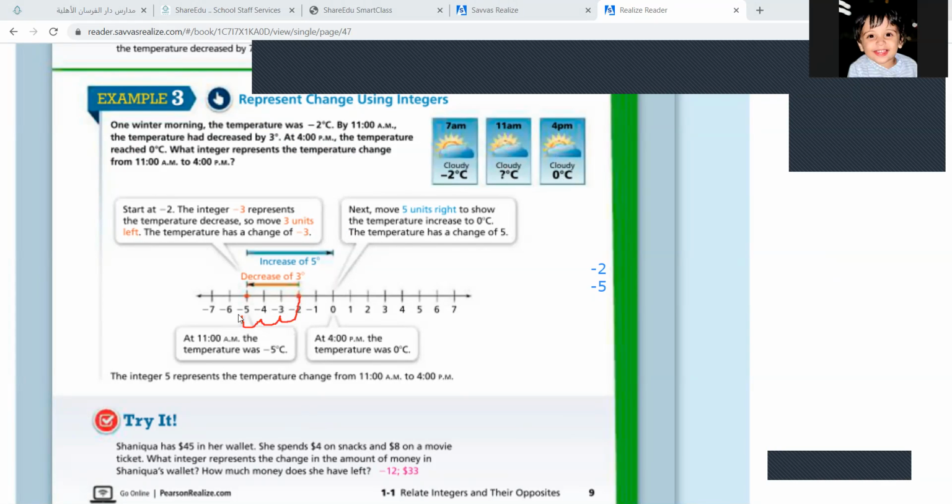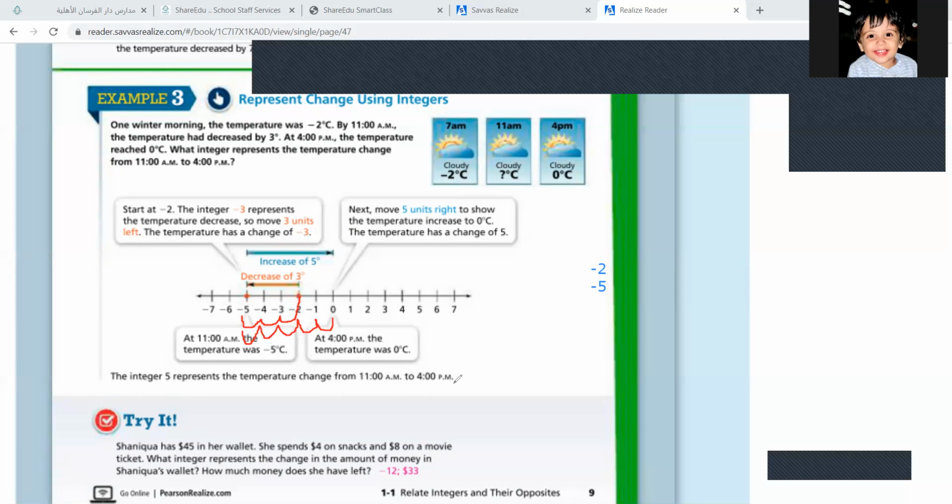That was 0 degrees. So I'll come back: 1, 2, 3, 4, and 5. So it's the same. When I go forward, it becomes positive. When I go backward, it becomes negative. So here, girls, I went this way, 1, 2, 3, till 0 degrees, because till 4 p.m. it was 0 degrees. That's why you have 1, 2, 3, 4, 5, and this is +5. The integer 5 represents the temperature change from 11 to 5.